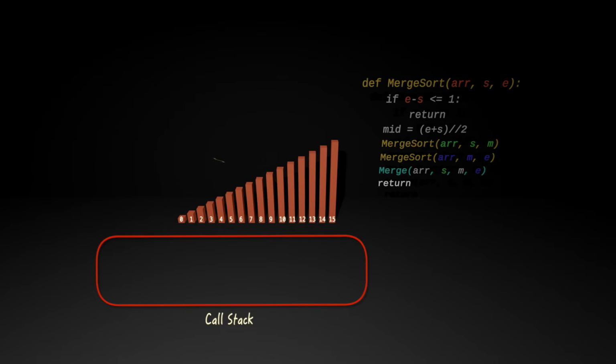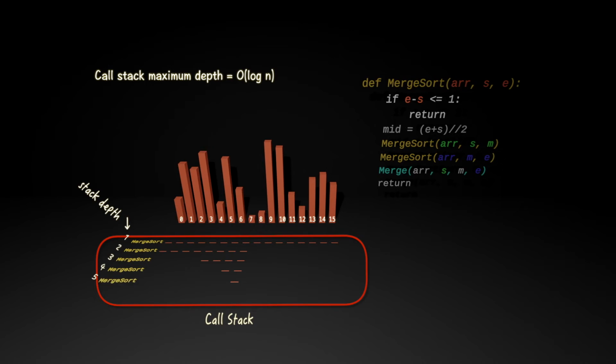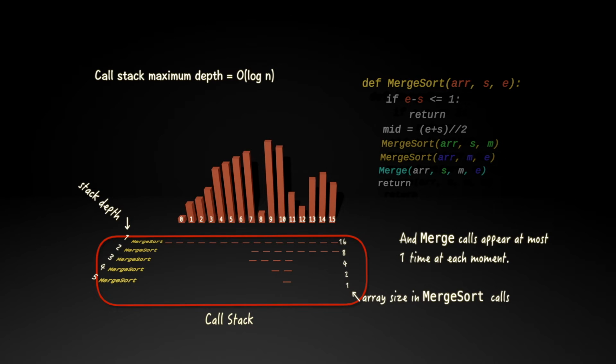Now the array is completely sorted. In the execution of the algorithm, the maximum depth in the call stack is about log n, where n is the size of the array. This is because each of the merge sort function calls is over an array that is half the size of the previous array. This means at most log n merge sort function calls can show up in the call stack at the same time.